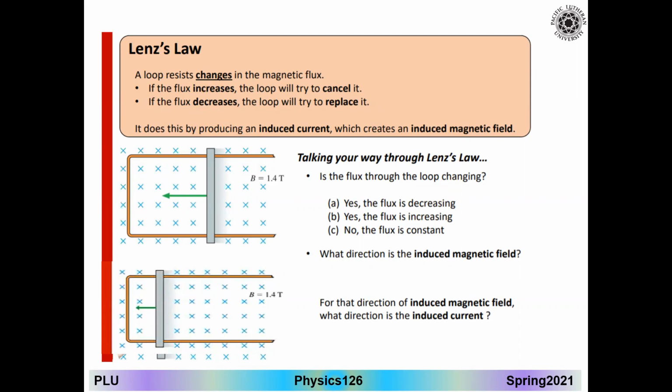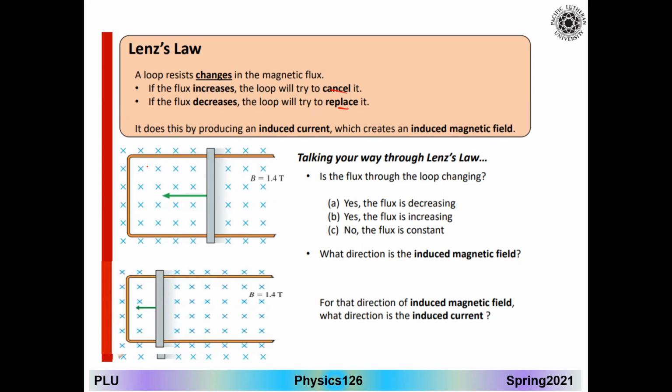How to cancel and how to replace, those two words, cancel and replace, is basically by generating or producing an induced current, which is created by an induced magnetic field. So we create the induced magnetic field and that creates the induced current. Today we're going to see how we can find the induced current and induced magnetic field.